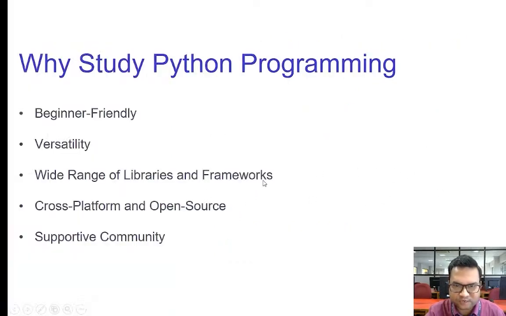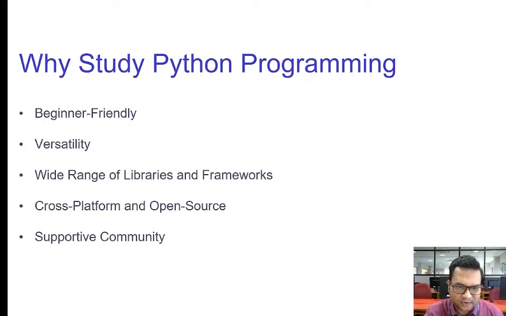Now, for any non-CSC branch students, first you need to know why we should study the Python programming language. The main thing is Python is very beginner friendly as compared to C, C++ or Java. The syntax, or the pattern of writing a program, is very simple and easy to understand.